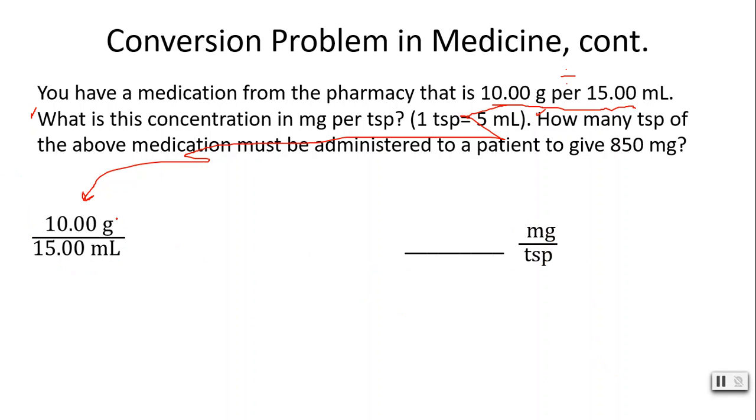So I've written down my given, some space to work the problem. I've written down the unit that I'm looking for. And in this case, I'm actually looking for 2 units. I'm looking for a unit in the numerator, which is mg, milligrams, and a unit in the denominator, which is teaspoons.